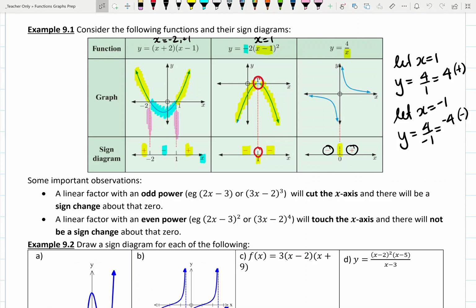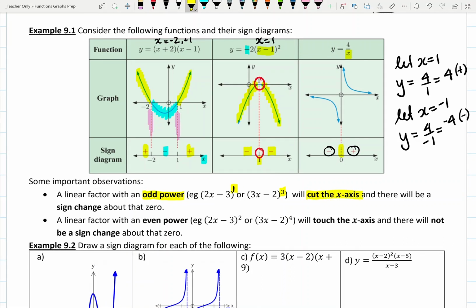So there are some important features that will help you create your sign diagrams even without having your calculator to draw the function with. The main observation is to do with the powers on the linear factors. The first one is if you've got a linear factor with an odd power, so for example 2x minus 3, where the power that is implied is 1, which is odd, or 3x minus 2 to the power of 3, which is odd.